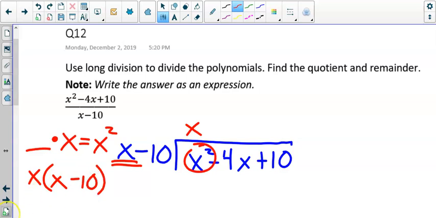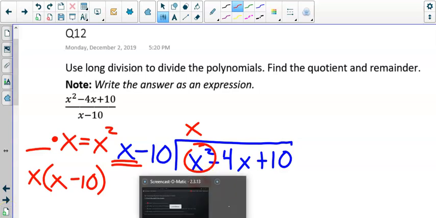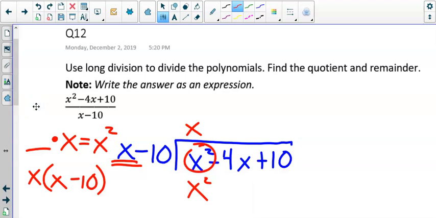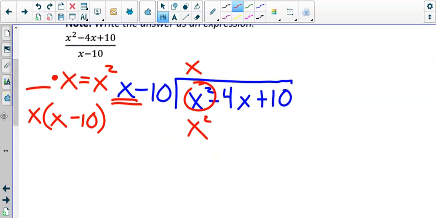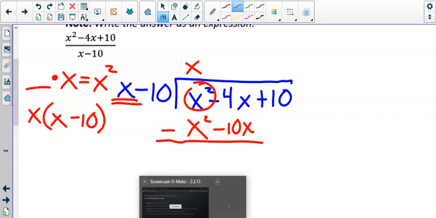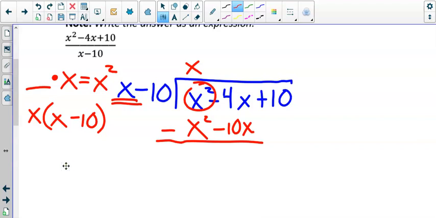So what's x times x? And we knew that was going to happen, because we're engineering it so that that would happen. And what's x times -10? And we line that up under the other x. And then what do we now do with long division? We subtract down. Good. So what's going to happen to our first x squareds? They go away, which is no surprise to us.